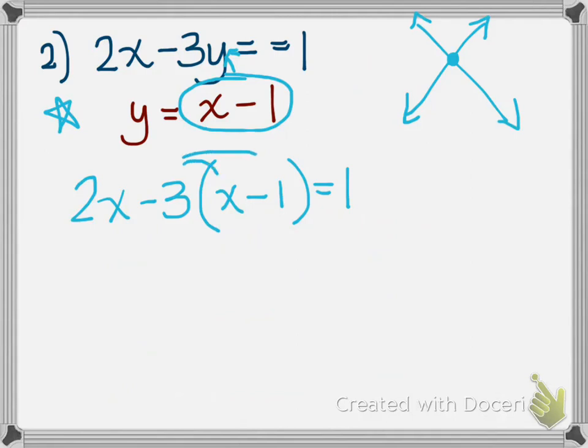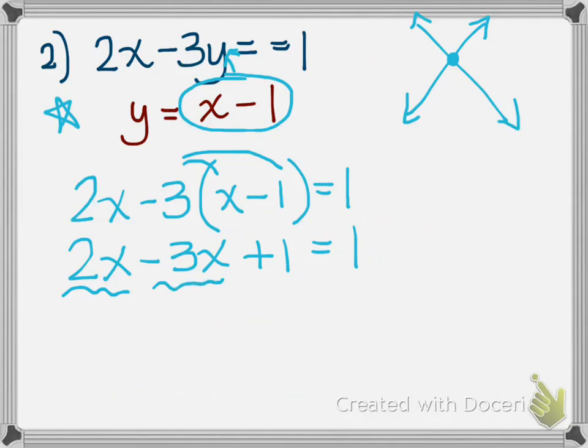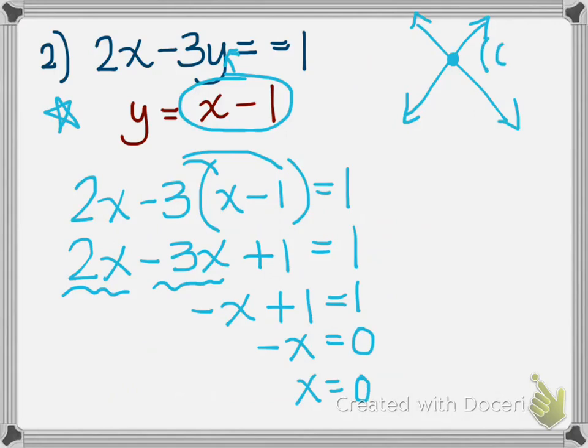We're going to distribute the 3, and we get 2x minus 3x plus 3 equals 1. Now I'm going to combine my like terms and clean up the left side. 2x minus 3x is a negative 1x. Then I subtract 1 from both sides, and x equals 0. So far I know this point is at 0 something.